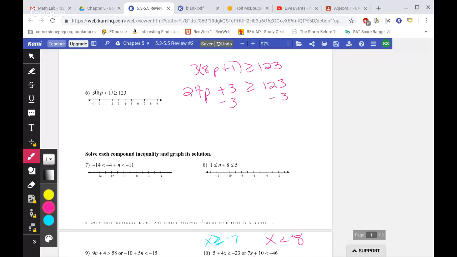Subtract 3 from both sides. So I have 24p is greater than or equal to 120. I'm going to divide both sides by 24. And that should be p is greater than or equal to 5, because 24 goes into 120 five times. So it's greater than or equal to that. Okay, thank you. Uh-huh. So there's the graph.